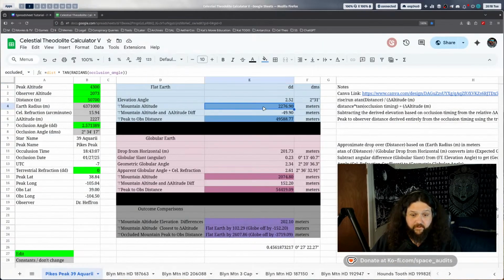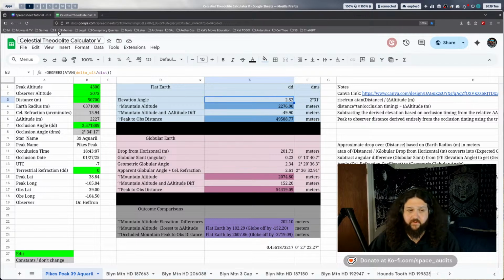And I relabeled the functions so you can read the names for what they are when you go over them. So delta alt over the distance, the arctan of the delta alt over the distance. The delta alt here is the relative altitude between the known peak elevation and your elevation above sea level. And then we have the distance. And from that, when we do the arctan, we get that value there. So that gives us our angular prediction for what the flat Earth geometry would predict if there's no curve drop here.